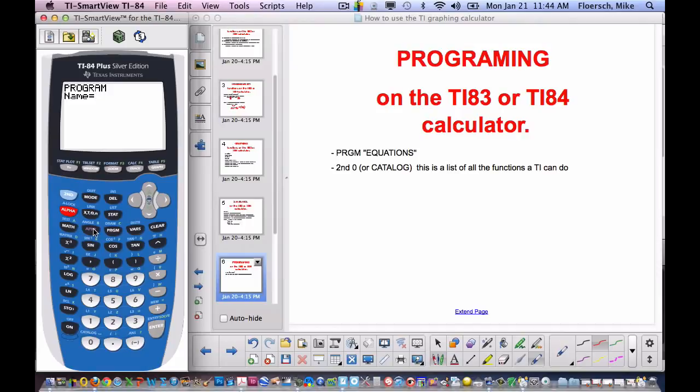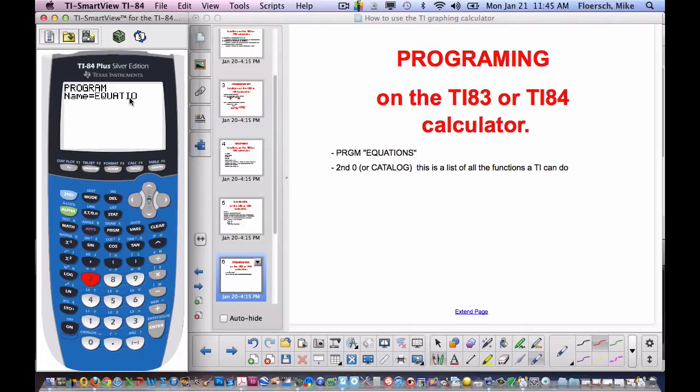Here are all my letters, A, B, C, D, E, F, and I want to type in, let's just say, equations to remember. So I would hit E, Q, U, A, T, I, O, N, and I'm just going to leave it as equation because I think I have an equation already in there.